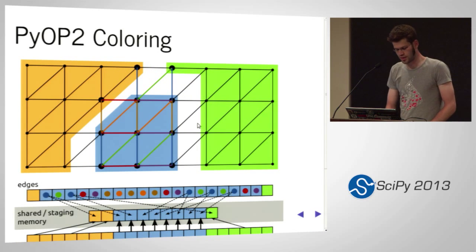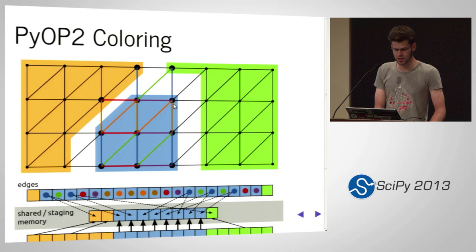So the issue is now that we have a number of edges which access the same node. And when we run this in parallel, then we get race conditions, when multiple threads want to update the same value in parallel at the same time. So what PyOP2 also does is it colors these partitions so that no two colors share the same node.